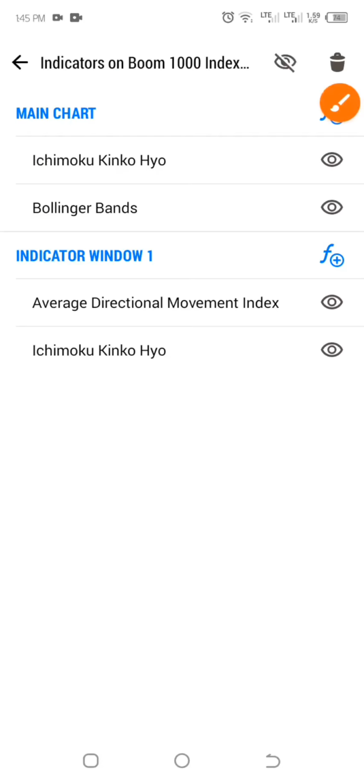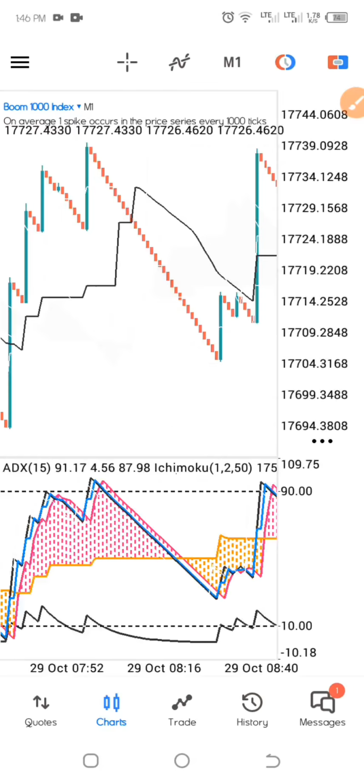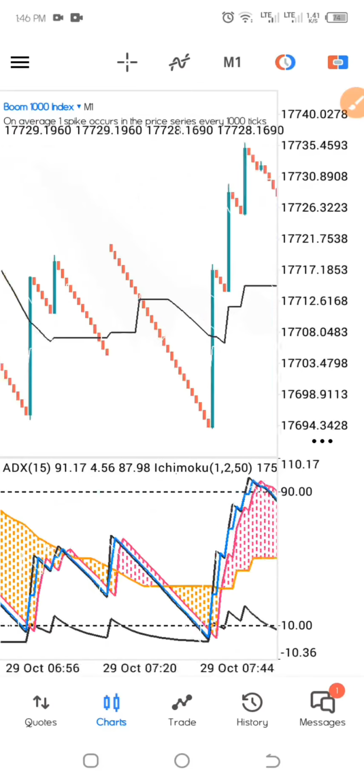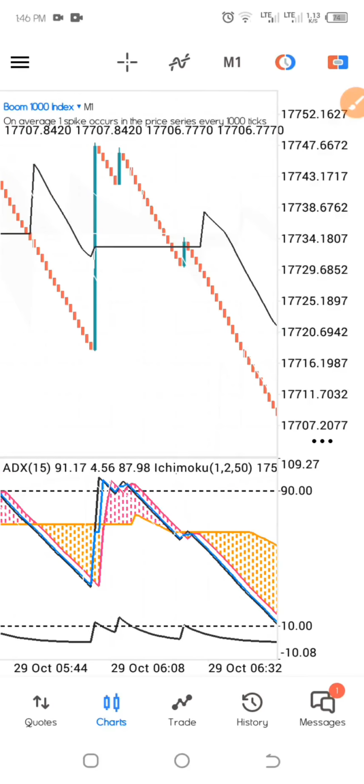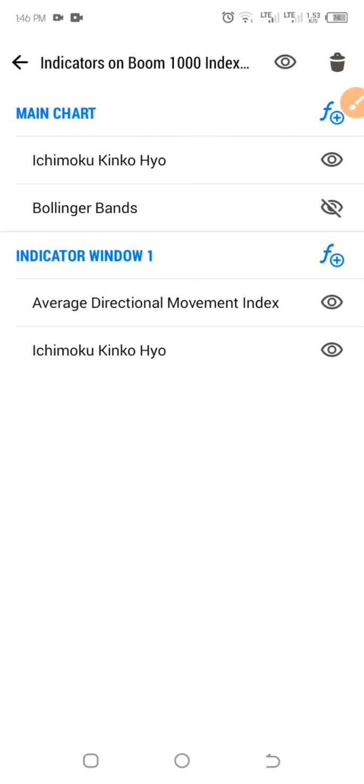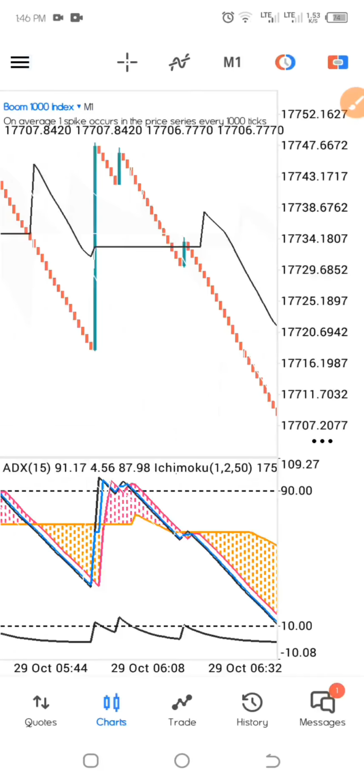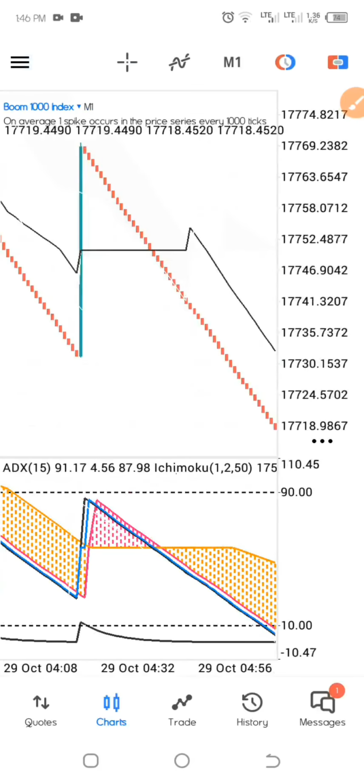This is the thing that you guys have to understand. When you want to be buying, let's say you come to the chart and you want to be buying on Boom or Crash, what you have to do is turn the Bollinger Bands off. When you turn it off, it's going to leave you with the Ichimoku, which stands for buying. Now how do you take a trade with this Ichimoku? Sorry, how do you sell? We are scalping. If you want to be scalping, you turn the Bollinger Bands on. Now how do you scalp with this strategy?